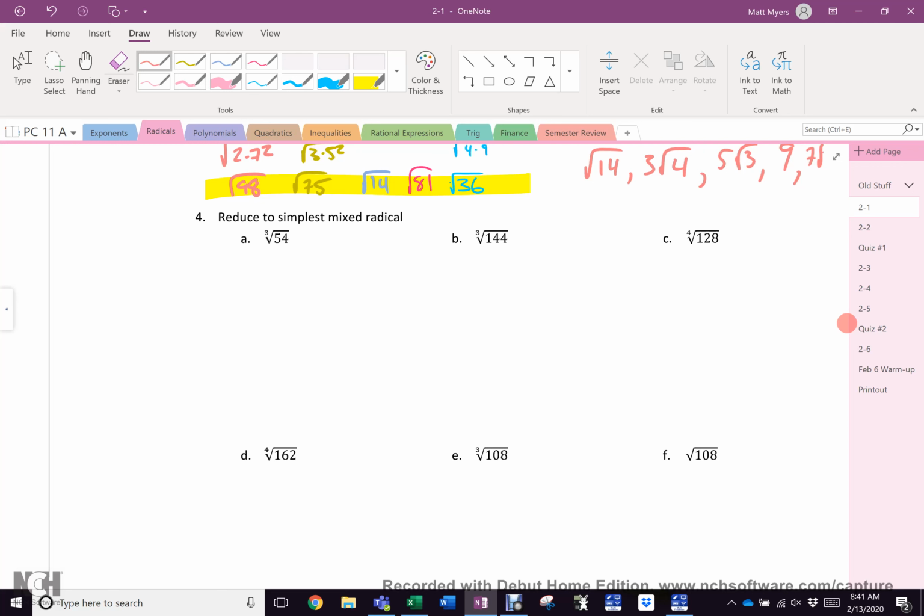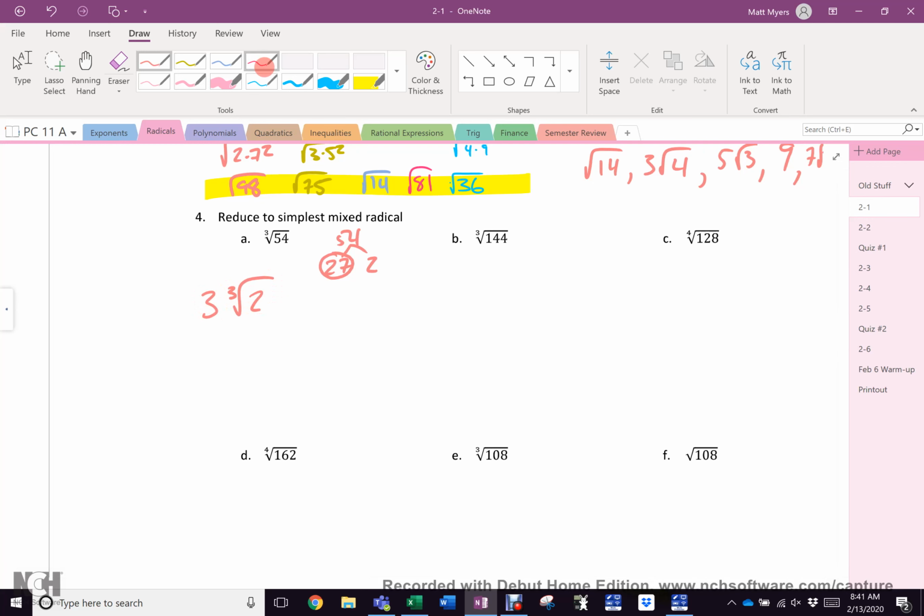Do I need to do the first one with everybody? 54. Most of you are going to break that down into 9 and 6, is my guess. Some of you could be wise asses and go 18 and 3. Some of you could be even more wise asses and go 27 and 2 and stop. Why could I stop right there at my first branch? 27 has a cube root. What is it? 3. So what's coming out right there? 3, cube root. And what did I leave under there?